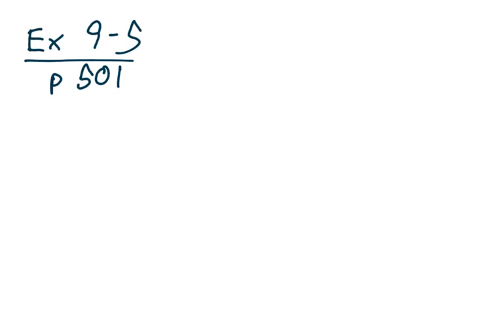And in this example on page 501, it says to find the 95% confidence interval for the data in example 9-4. So write that down real quick. Example 9-4 was on work absences, so I'll read the details of this.